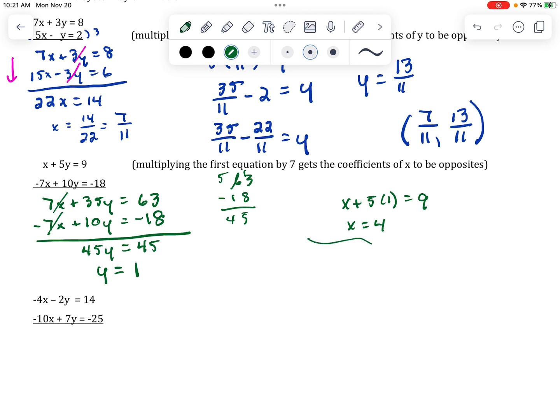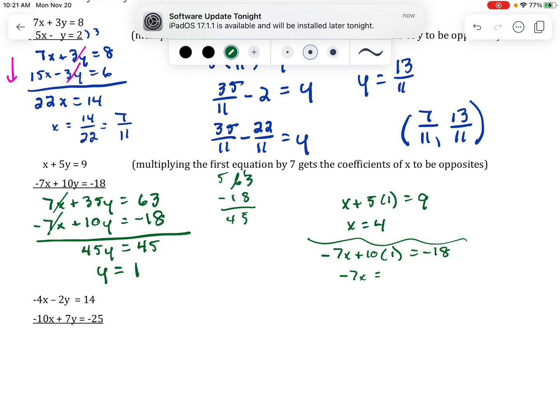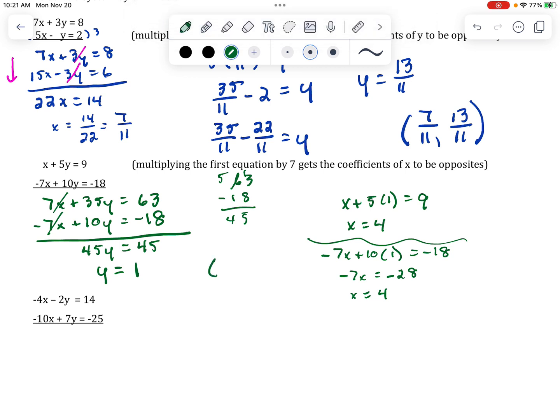If you wanted to plug it into the other equation, it would work just fine. -7x plus 10 times 1 equals -18. -7x would equal -28 when I subtract the 10. My x would still be 4. My solution is 4, 1.